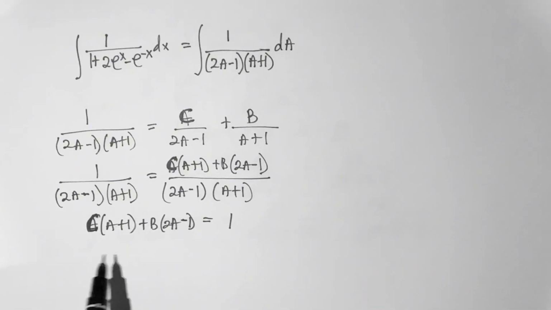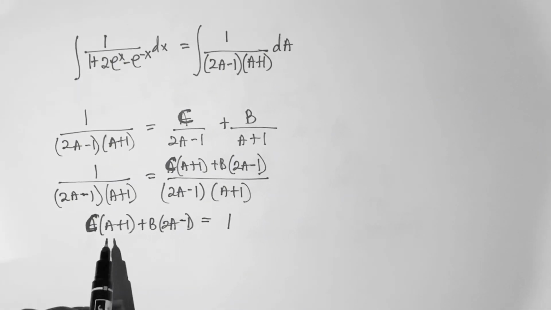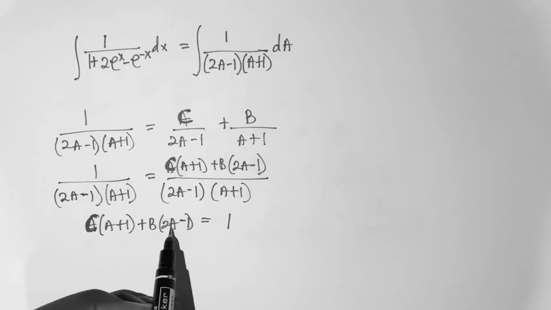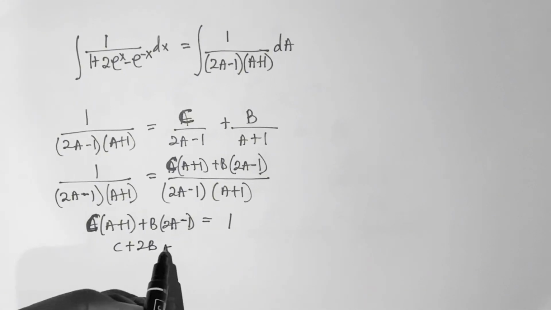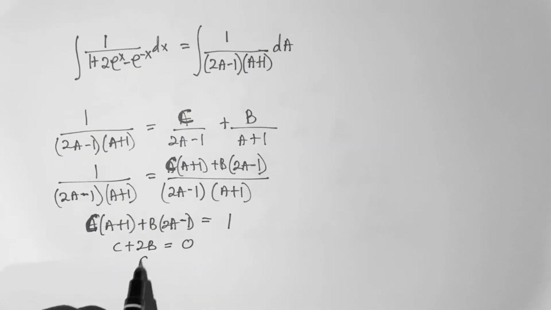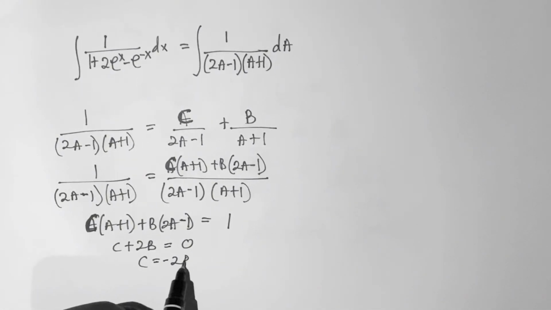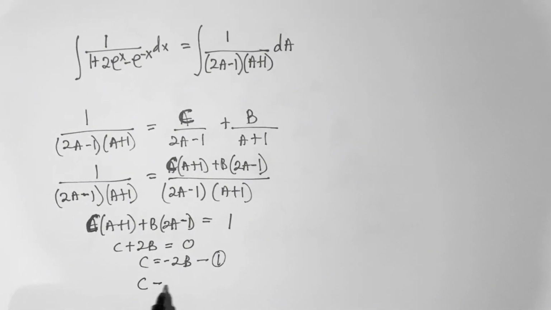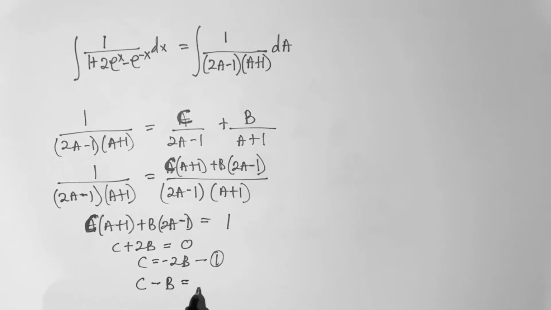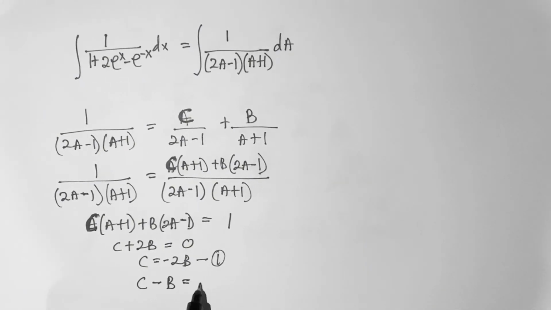Now, you can see that we have a here and then we have a here. So it means that c plus 2b is equal to 0, and therefore c is equal to minus 2b. So this is our equation 1. And then here has got no a attached to it. So it means that c minus b is equal to, now here too has got no a attached to it, so that's equal to 1.